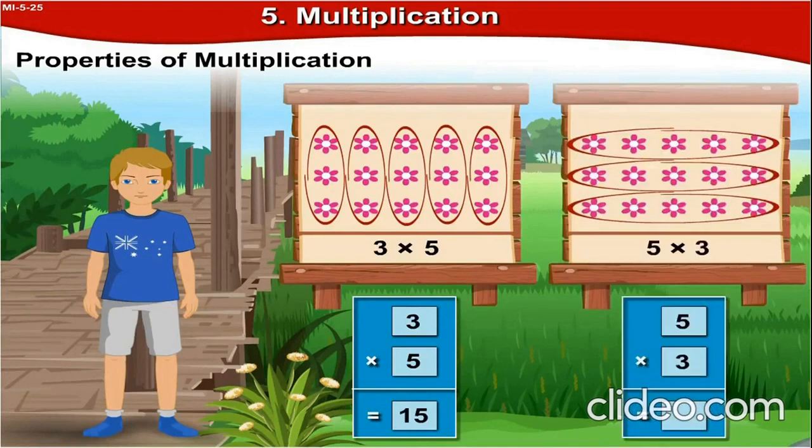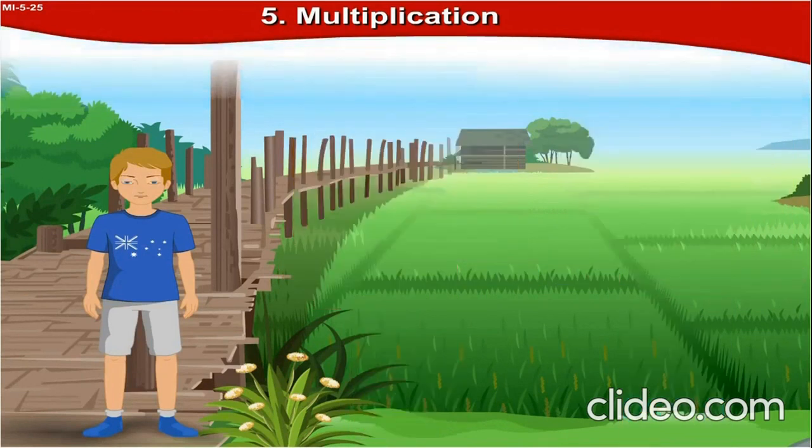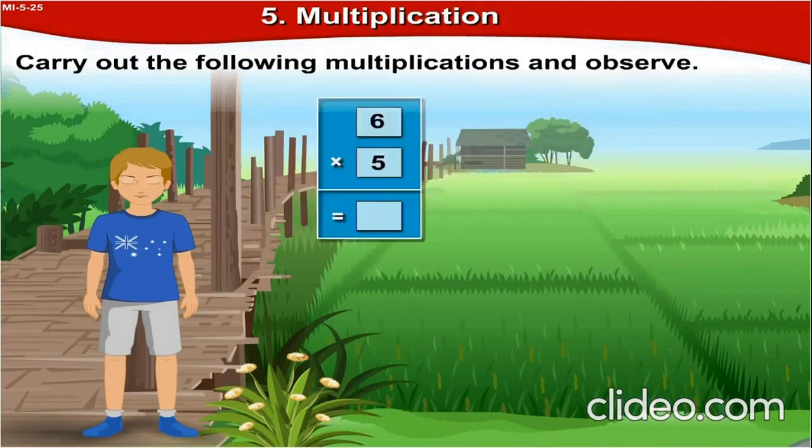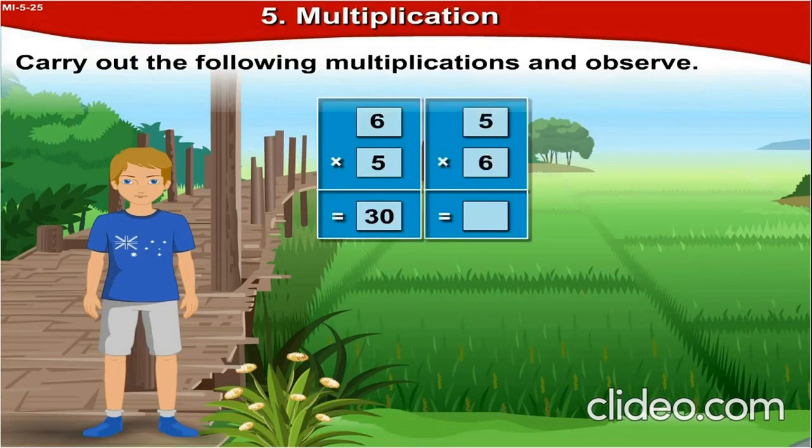That's right. 5 multiplied by 3 is also 15. You know what it means? It means 3 multiplied by 5 is equal to 5 multiplied by 3. Carry out the following multiplications and observe. 6 multiplied by 5 is equal to 30. 5 multiplied by 6 is also equal to 30.